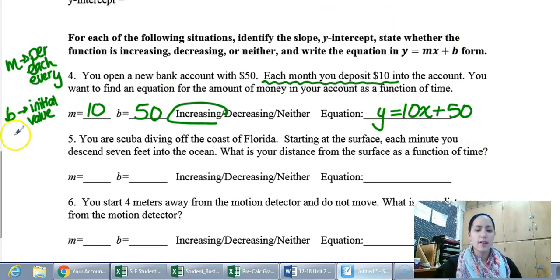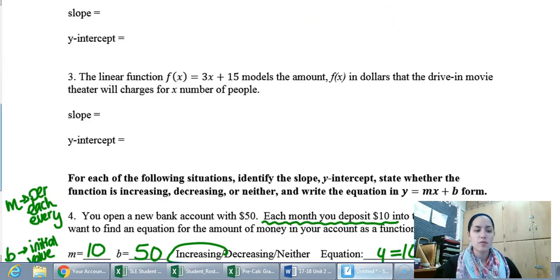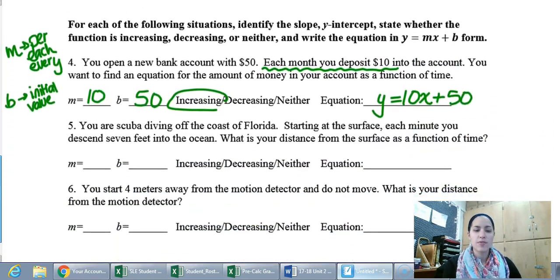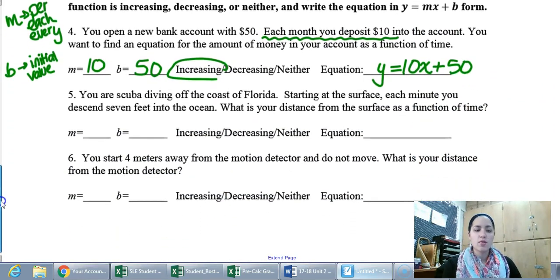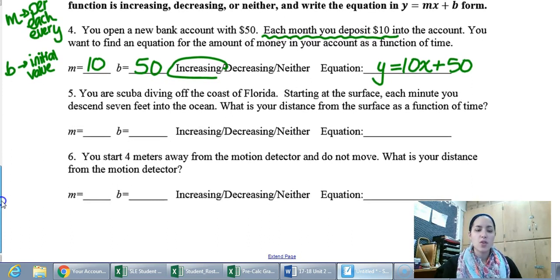Let's look at number, we just did number 4. Let's do number 6. It says you start 4 meters away from the motion detector and do not move. What is your distance from the motion detector? So you start 4 meters. So right away I know b is 4.